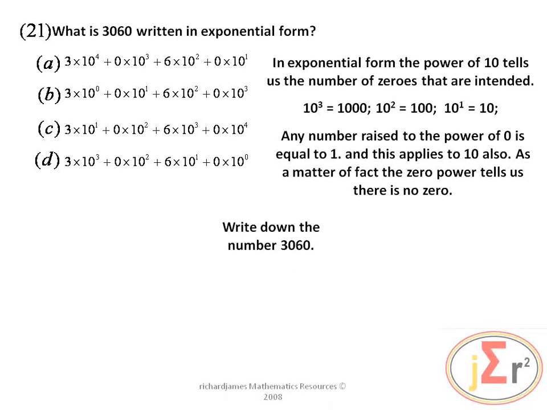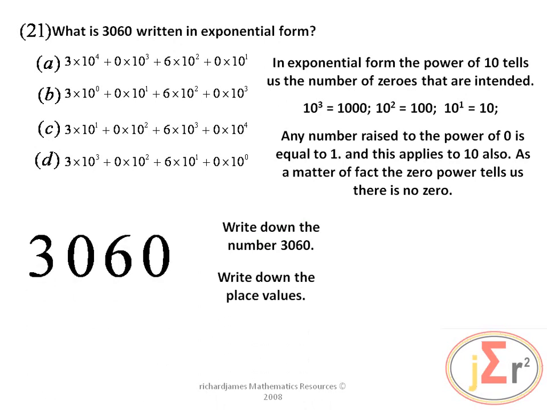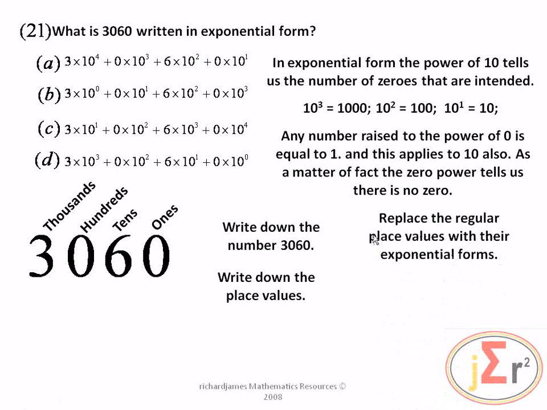So write down the number 3060. Write down the place values. And those are the regular place values: ones, tens, hundreds, thousands. Replace the regular place values with their exponential forms.